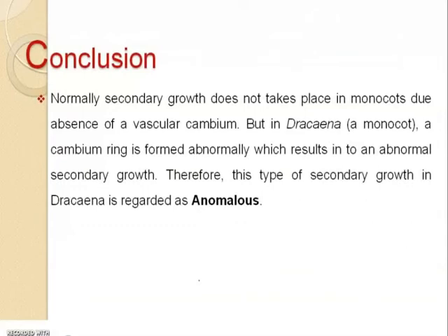At last, the conclusion. Normally, secondary growth does not take place in monocots due to the absence of a vascular cambium. But in Dracaena, which is a monocot, a cambium ring is formed abnormally, which results in an abnormal secondary growth. Therefore, this type of secondary growth in Dracaena is regarded as anomalous secondary growth. So this is the conclusion of this lecture.